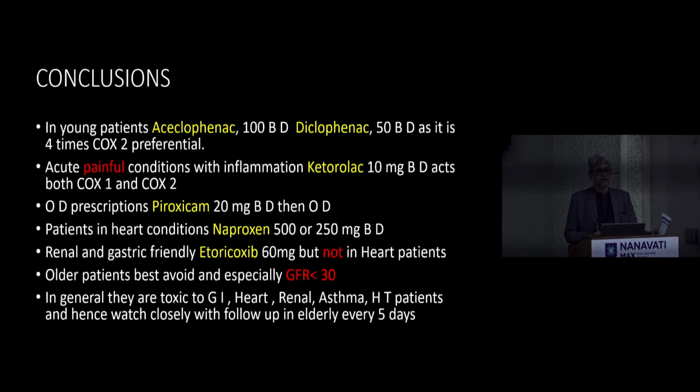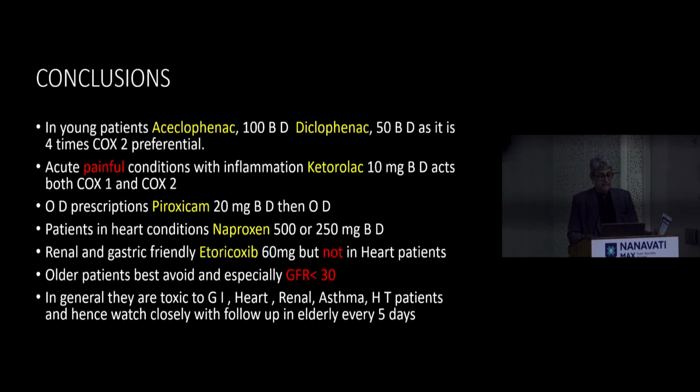So what are the conclusions? This is not very confusing. You should never be confused with NSAIDs, which we use randomly and effectively. So in young patients, aceclofenac 100 milligram BD that we are using. Young patients no problem. Diclofenac 50 milligram BD, as it is 4 times more COX-2 than COX-1. Acute painful conditions, you can use ketorolac 10 milligram BD, as it acts on both COX-1 and COX-2, but somehow it has a very high analgesic action. OD prescription, piroxicam, 1 OD, not 1 BD.